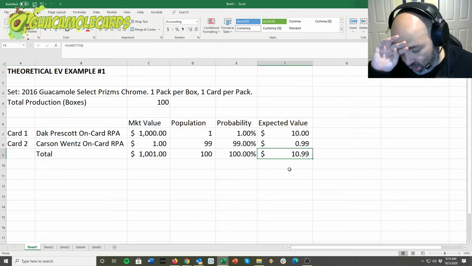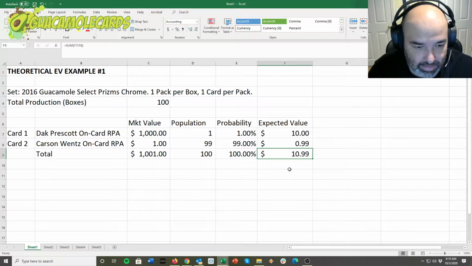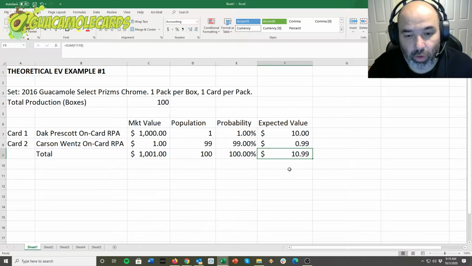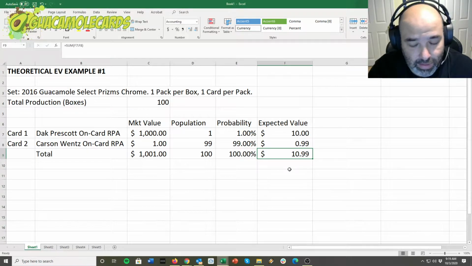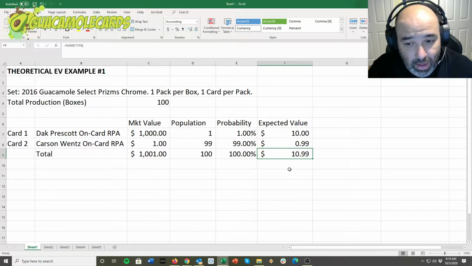Now, getting this data is not perfect and is very difficult, and a lot of it's very guarded and proprietary. So we don't necessarily have access to all this data, but we can make estimates, and that's good enough because at the end of the day, opening up hobby boxes, while it's not like playing blackjack or roulette or betting on sports, it's still gambling.